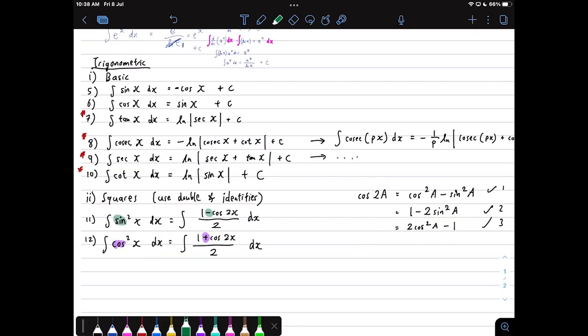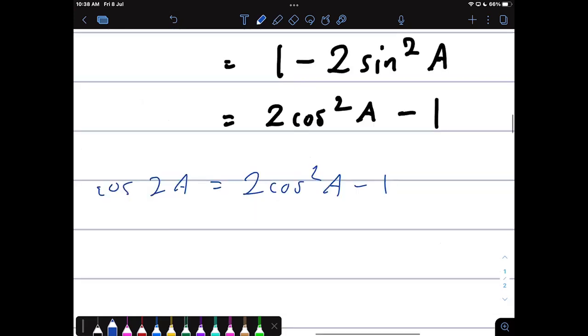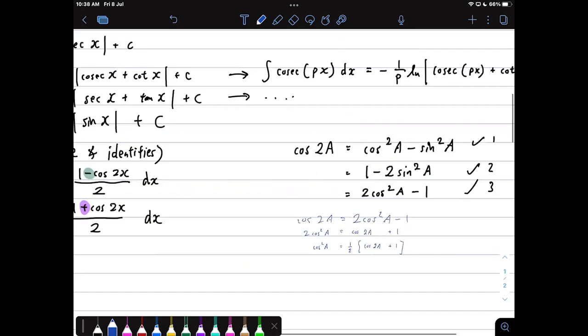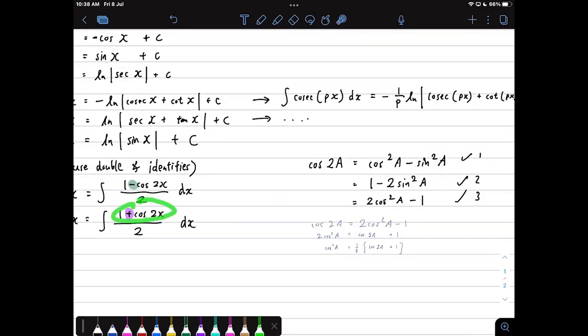I'll just do it. Okay, so in this case, you have cosine of 2a equals 2 cos square a minus 1. So I can make 2 cos square a the subject. You will get cosine 2a plus 1. So that means cosine square a equals 1/2 of cosine 2a plus 1, which is the same as this guy, 1 plus cosine 2x over 2. 1 plus cosine 2x times half is divided by 2.